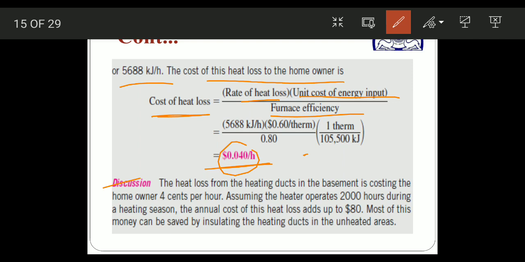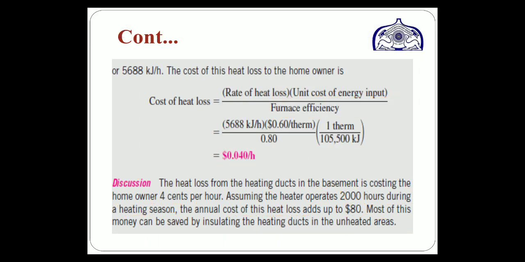Now what is the discussion here? The heat loss from the heating ducts in the basement is costing the homeowner 4 cents per hour. Assuming the heater operates 200 hours during a heating season, the annual cost of that particular heat loss will be $80 per annum, in 1 year. Most of this money can be saved by insulating the heating ducts in the unheated areas. So what is the option to avoid the cost? We can provide insulation on the duct to avoid this particular heat loss.